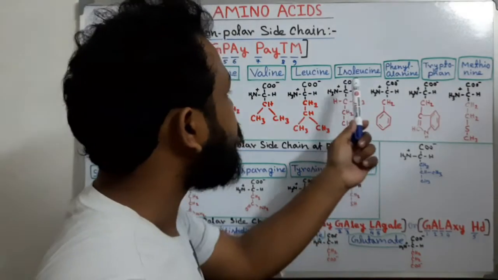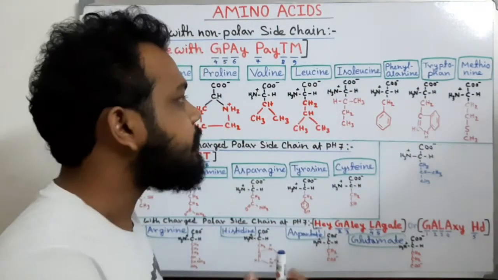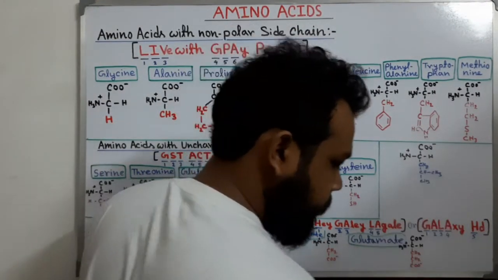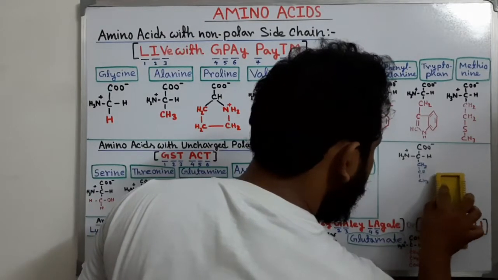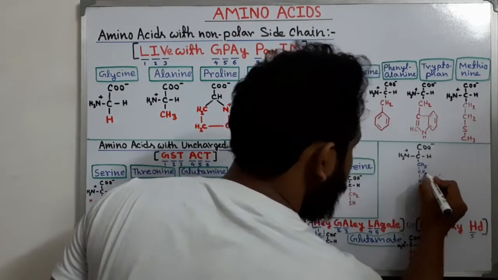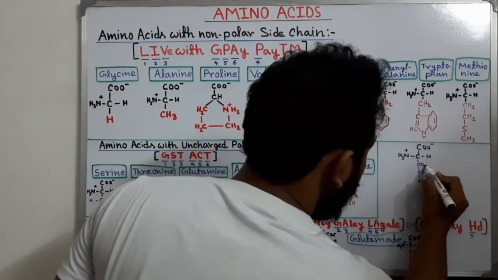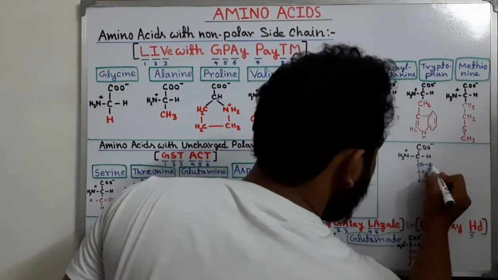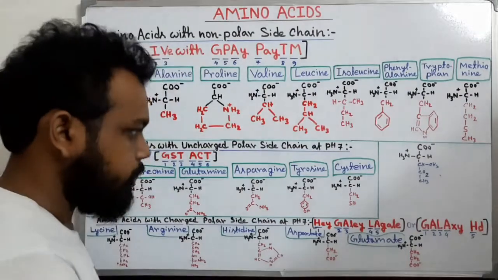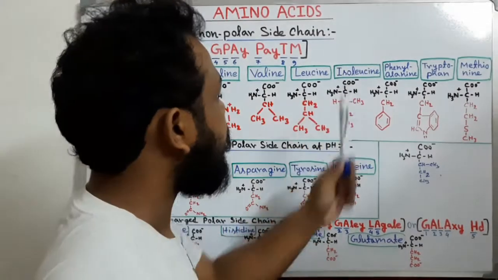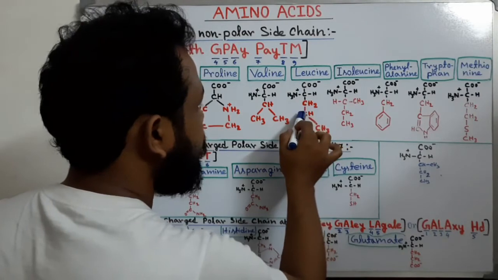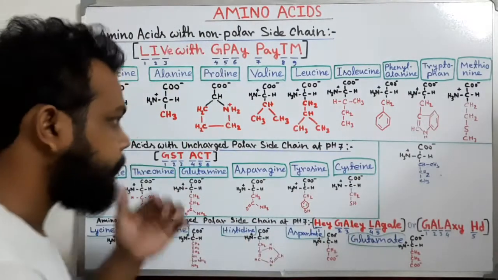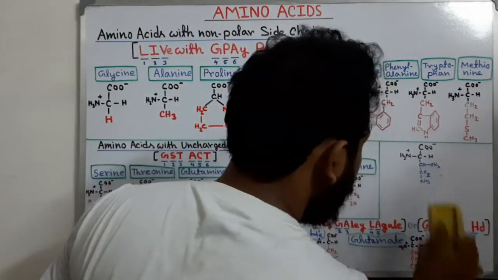Next one is isoleucine. Leucine and isoleucine have more or less similar structures. We just have to move this CH3 group here. Remove this and put CH2 here, and remove this CH and add the CH3 group here. This is the main difference between leucine and isoleucine: the CH3 group is present on the second carbon in leucine, and in isoleucine the CH3 group is present on the first carbon of the side chain.